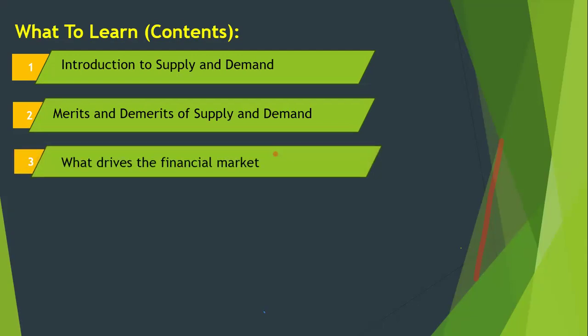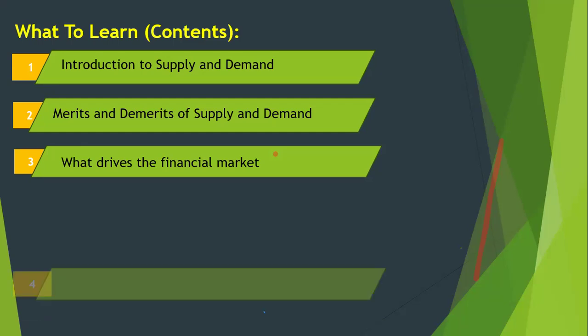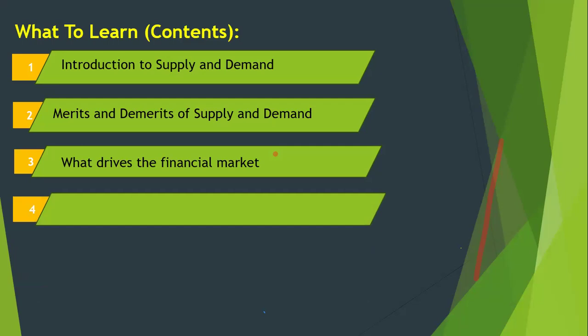So I'm going to be showing you what drives the financial market, because there are a set of people that control the financial market. So you need to know where you belong for you to be able to know what to do exactly to make money consistently in the Forex market. So there are a set of people who control the Forex market and the financial market entirely. So the next one, I'll be introducing our supply and demand trading system to you.